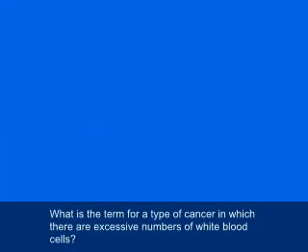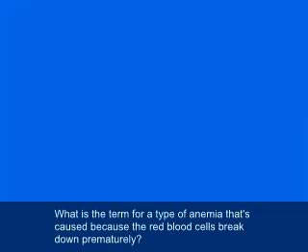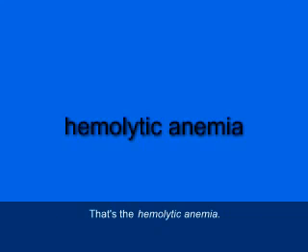And what is the term for a type of cancer in which there are excessive numbers of white blood cells? That's leukemia. And what is the term for a type of anemia that's caused because the red blood cells break down prematurely? That's the hemolytic anemia.